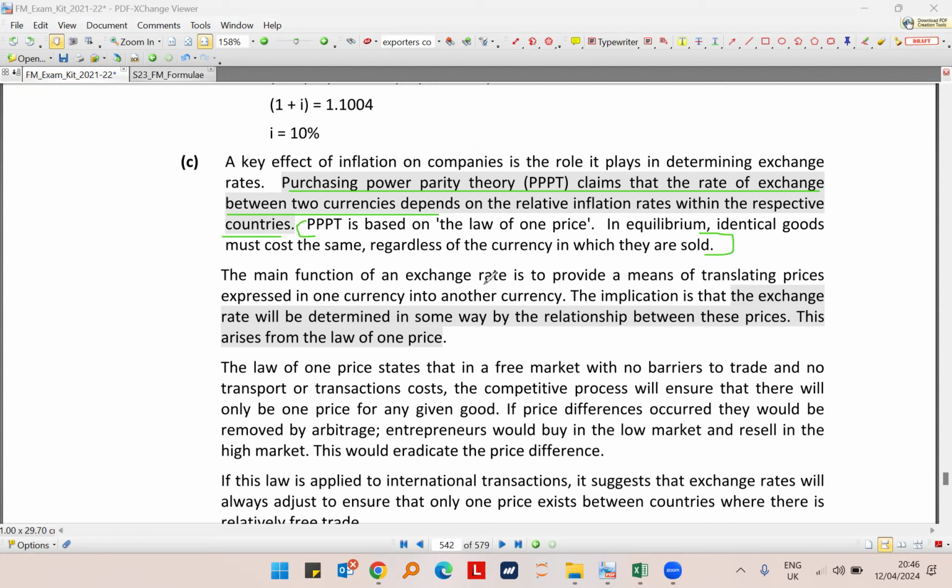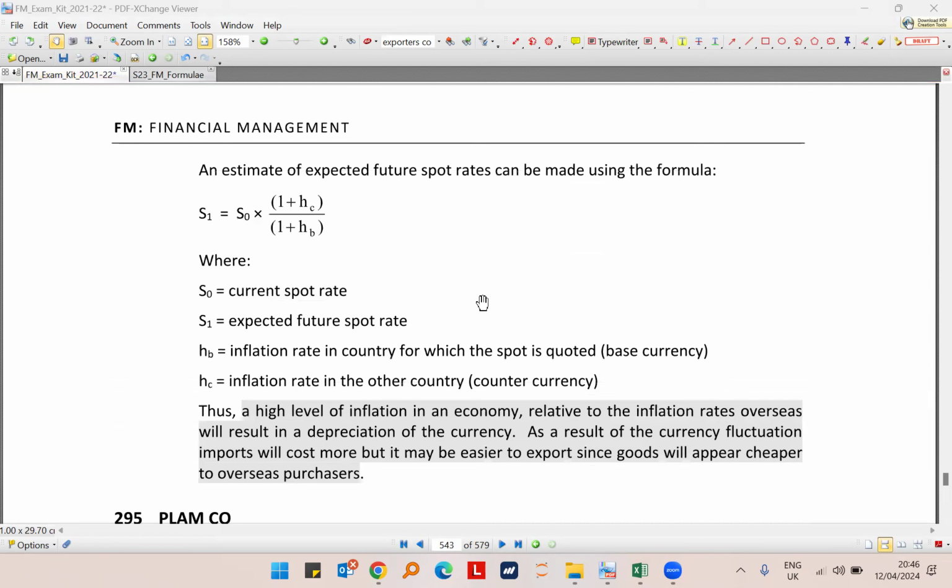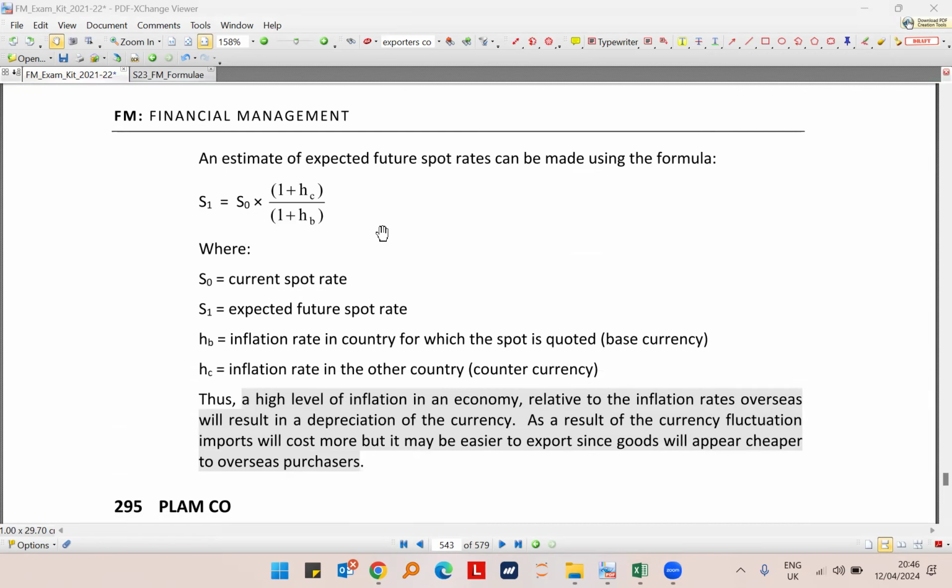So now, they're also saying that we can determine exchange rates in some way if we know the relationship between the prices, because of the law of one price. That means we're looking at the inflation rate. So then they go on and put here the formula for purchasing power parity.